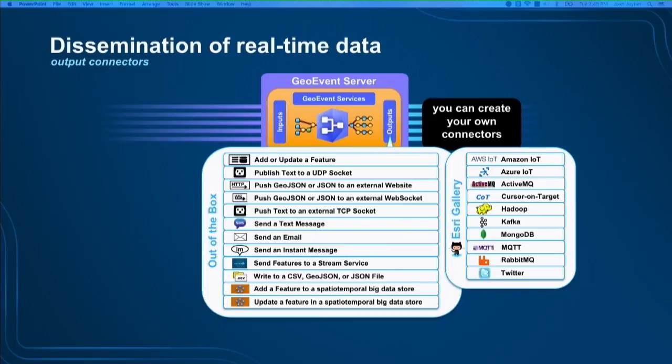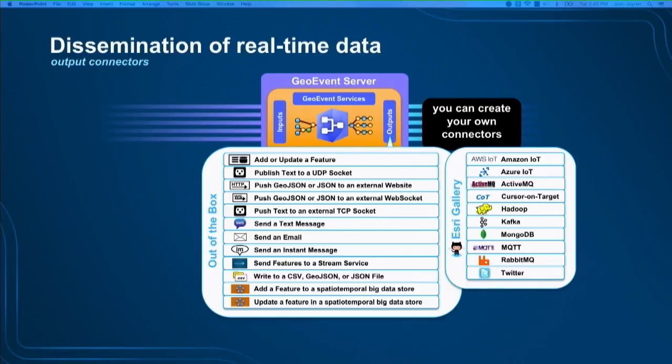On the output side, we have the same kind of story. We have our out-of-the-box connectors that let you connect to Esri standard formats, things like add and update feature services. You can, of course, add and update features through the Spatiotemporal Big Data Store, send text messages, email alerts, as well as write out to other APIs. So if you want to send JSON to an external website, you can do that. If you want to write to file, you can do that as well.